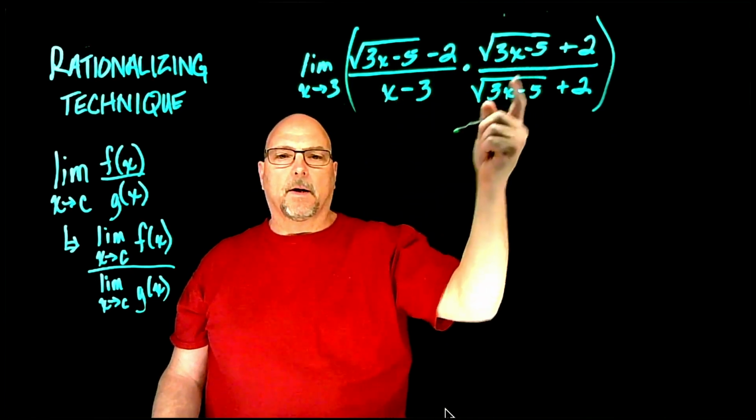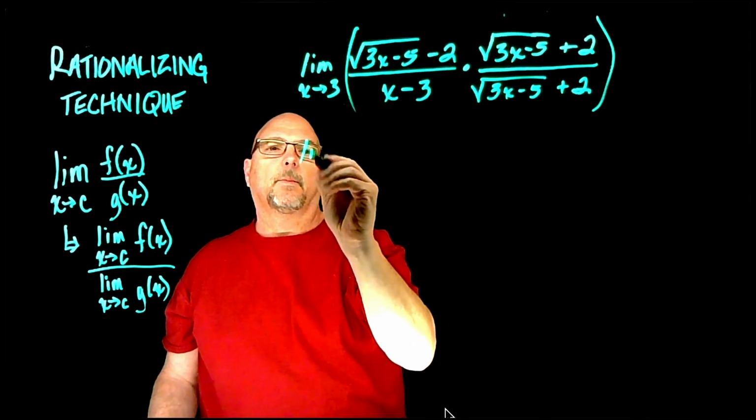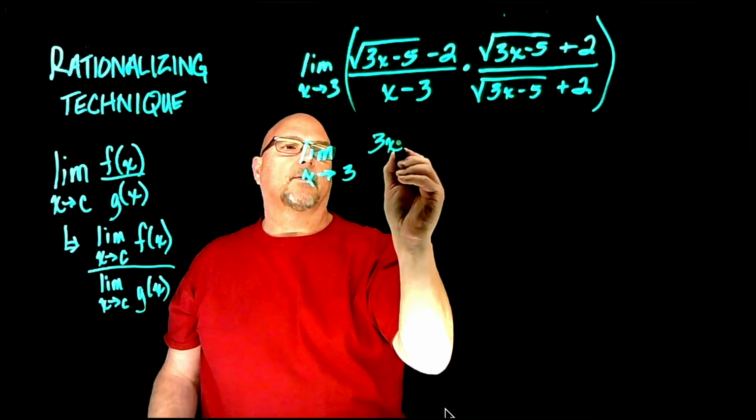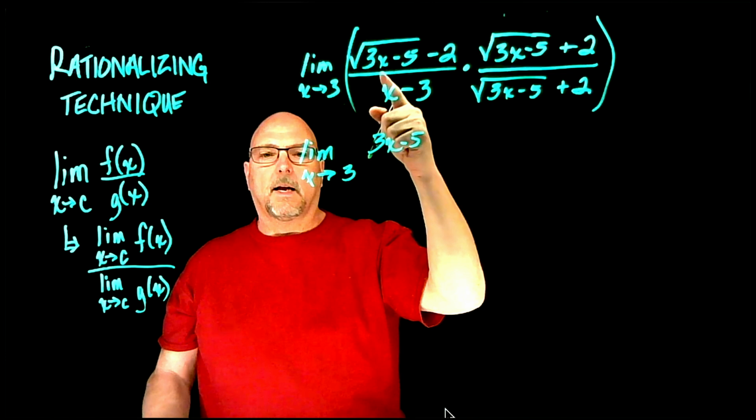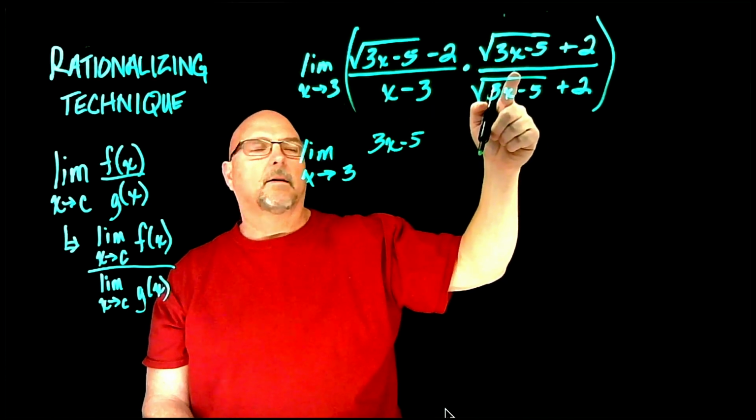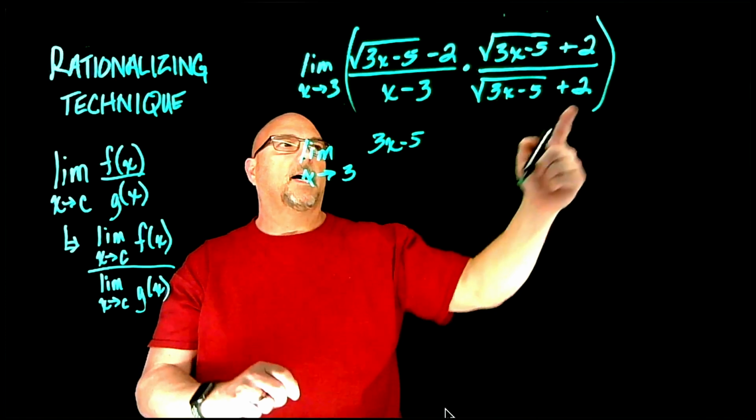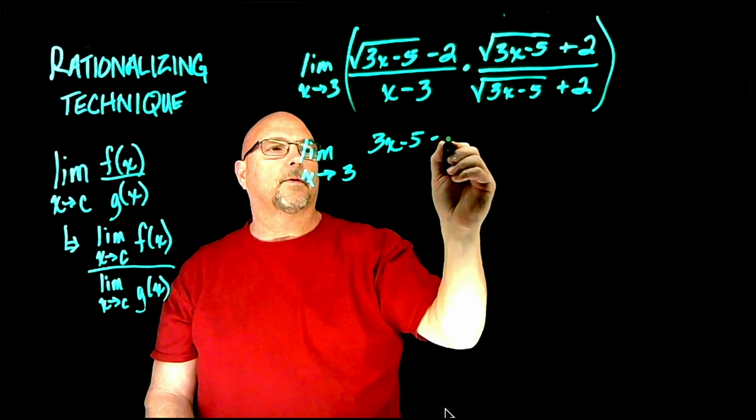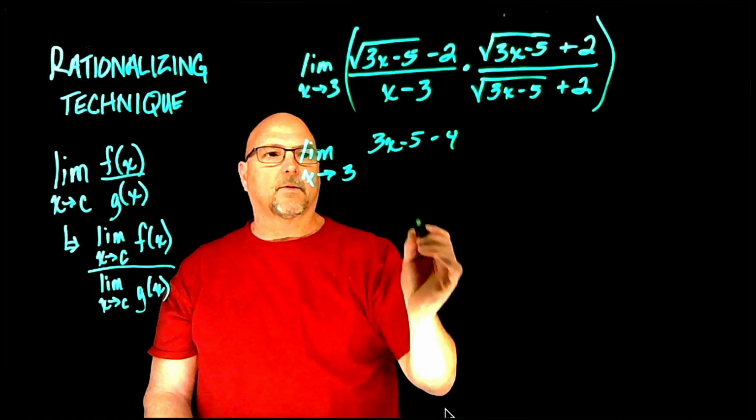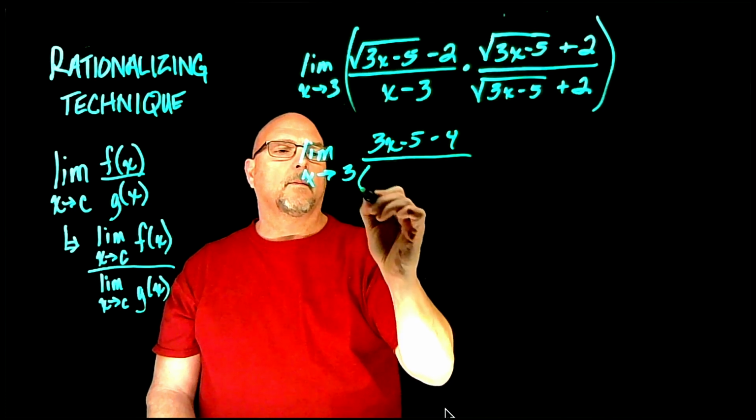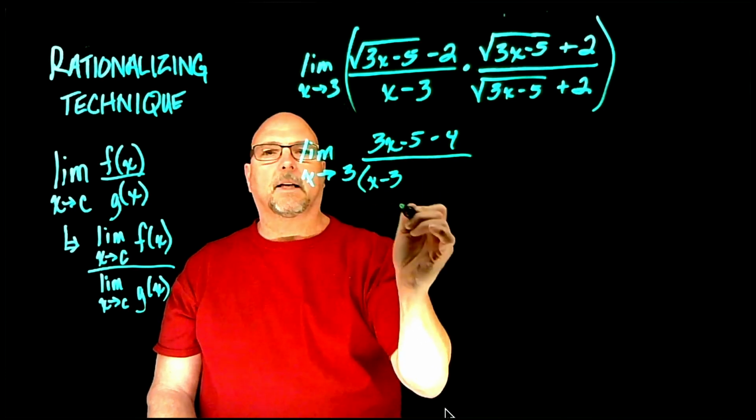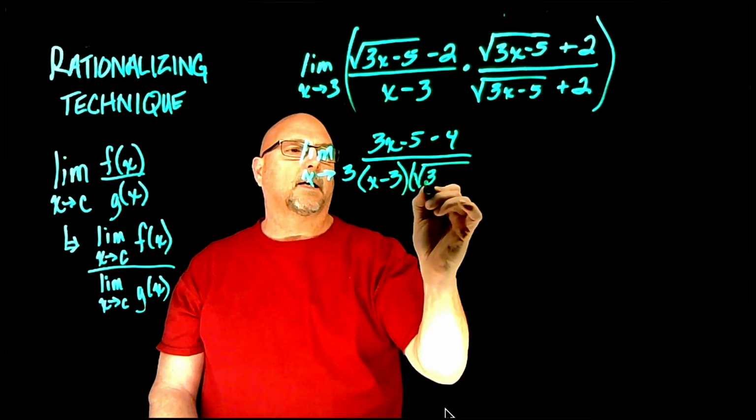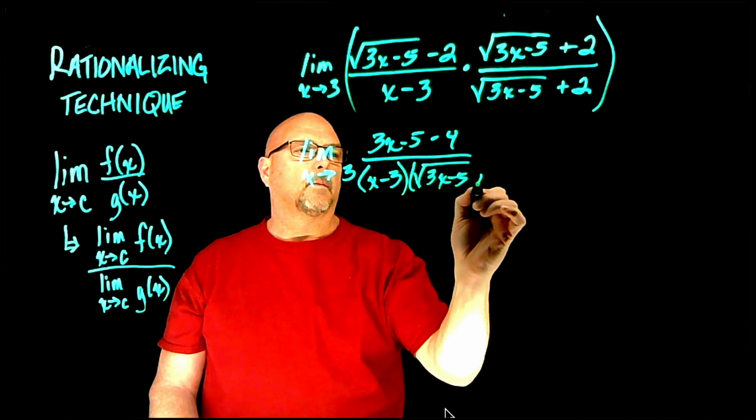Up here, when I FOIL, the same thing is going to happen. I'm going to end up with the limit as x gets close to 3 of 3x minus 5, because root 3x minus 5 times root 3x minus 5 is just 3x minus 5. The outers and inners add off, and negative 2 times positive 2, the last times the last, is a minus 4. And that's all going to be over, and I'm going to do the same thing as last time. I'm not going to multiply this out because something will happen in the next step. So here we go, plus 2.